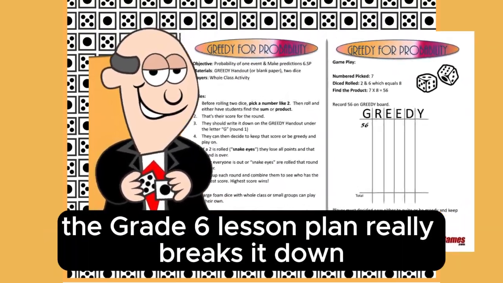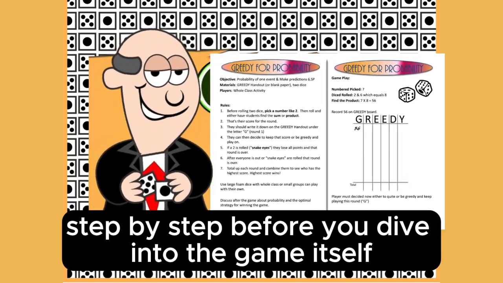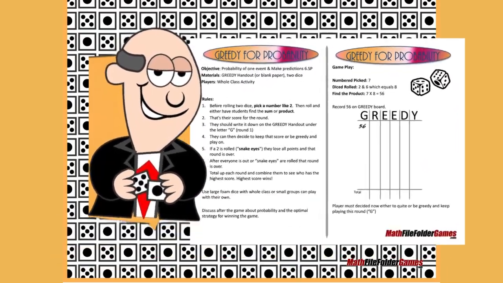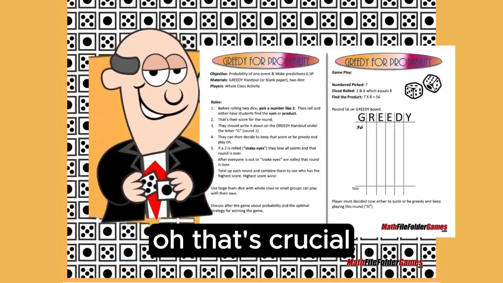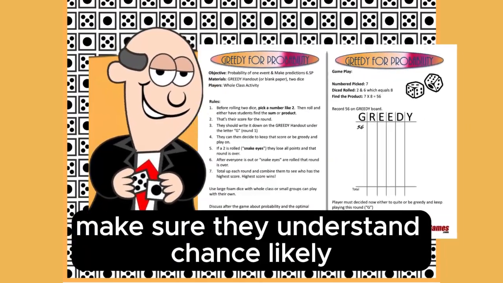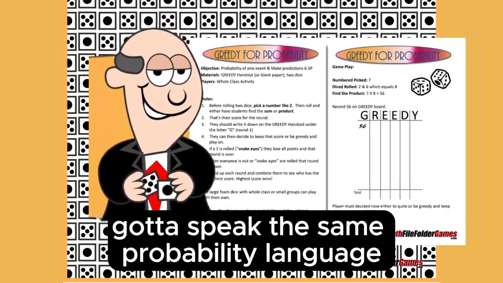The grade 6 lesson plan really breaks it down step by step. Before you dive into the game itself, you gotta build that foundation. Yeah, the lesson plan says to start with a vocab warm-up. Oh, that's crucial. Make sure they understand chance, likely, unlikely, all those terms. It's like we said before, gotta speak the same probability language.